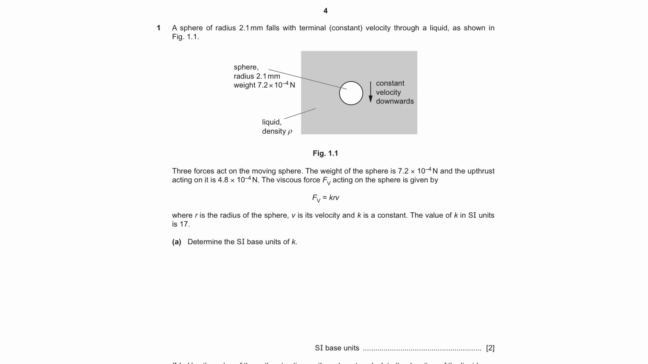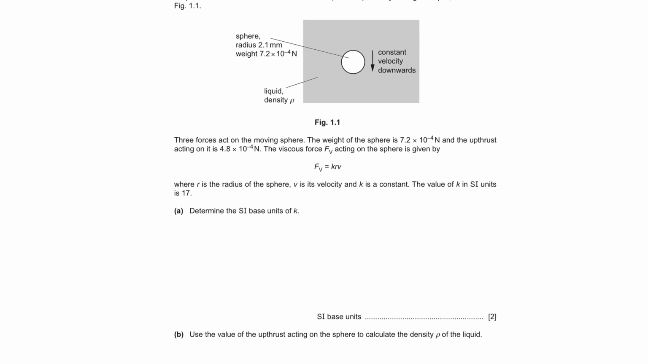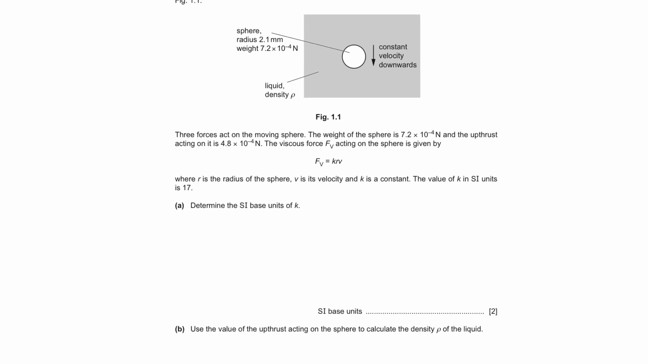The viscous force acting on the sphere is given by Fv = KRV, where R is the radius of the sphere, V is its velocity, and K is a constant. The value of K in SI units is 17. Determine the SI base units of K. So they've given us the formula, and they just want us to use that formula to get the base units.